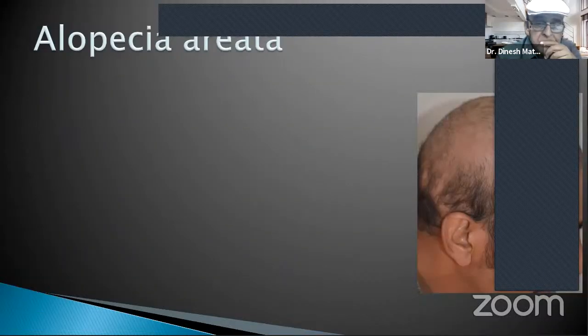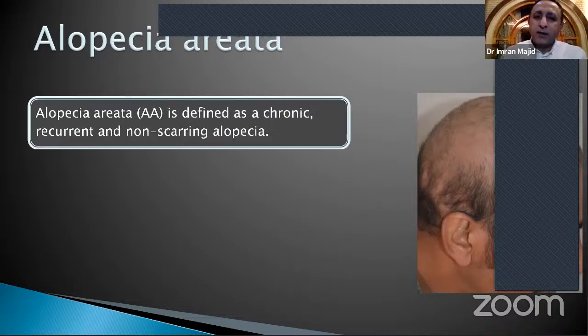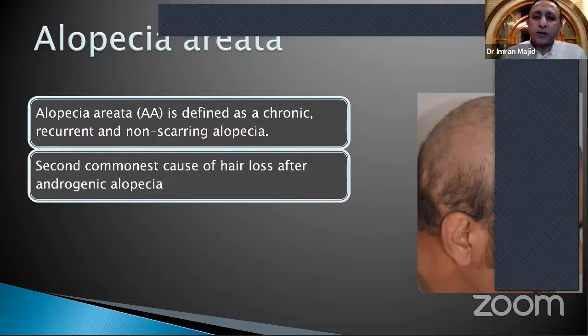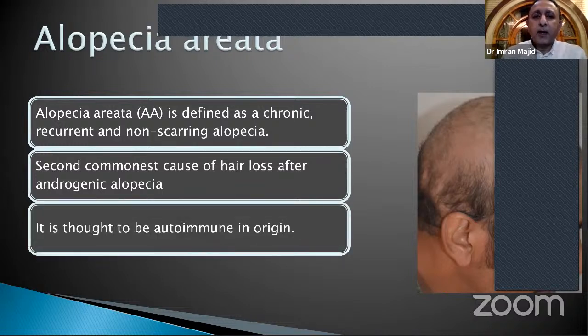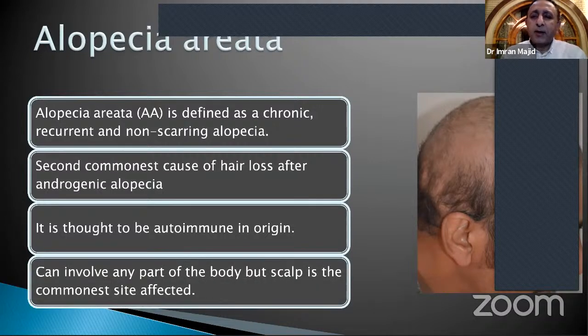So what is alopecia areata? It is basically defined as a chronic, and I'll stress on this word, recurrent, non-scarring alopecia. So remember this word recurrent. Alopecia areata is more often than not recurrent. And it's the second commonest cause of hair loss after androgenic alopecia. And it is thought to be autoimmune in origin. It can involve any site of the body, but the scalp is the commonest site that is affected.